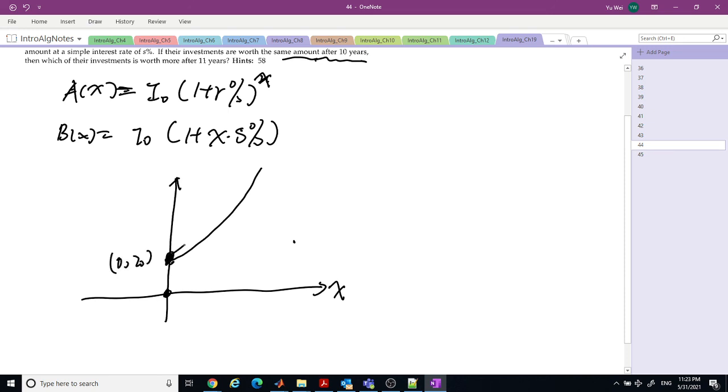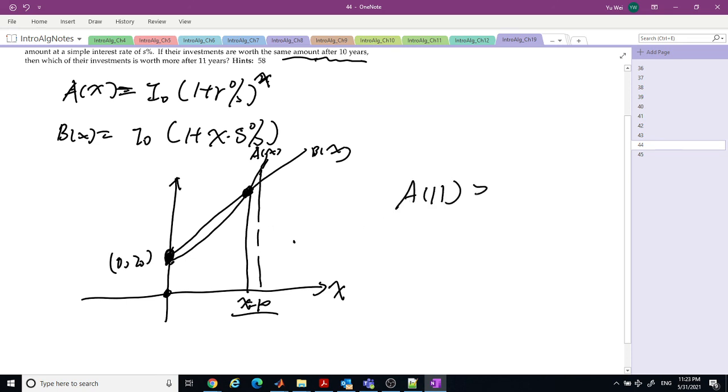And this is Bob. After 10 years, they are equal: x equals 10, they are still equal. At the beginning, they are equal too. So this is Alice, this is Bob. Because exponential growth increases much faster, for the 11th year you can see A_11 should be greater than B_11.